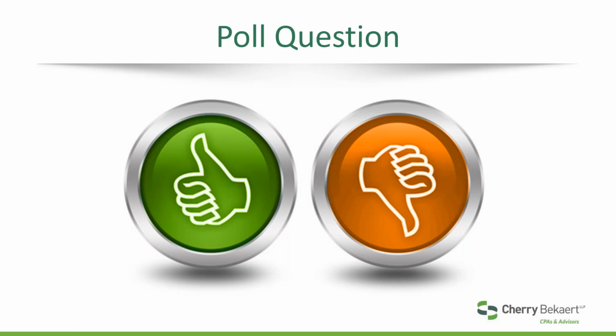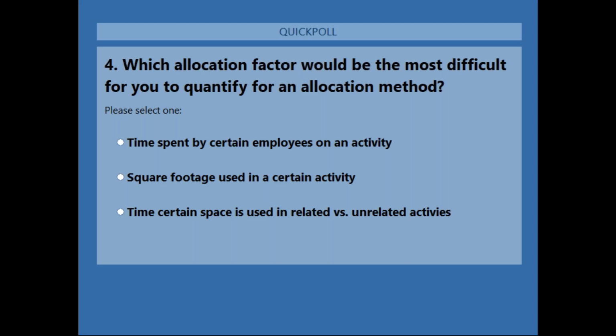That brings us to our last poll question and about the end of our time, which is which allocation factor would be the most difficult for you to quantify for an allocation method? Would it be time spent by certain employees on an activity? I know people don't like to keep timesheets, and many times they don't with respect to what they're doing, unless you're an accountant. Square footage used in a certain activity, or the time certain space is used in related versus unrelated activities. What do you think would be the most challenging to quantify?